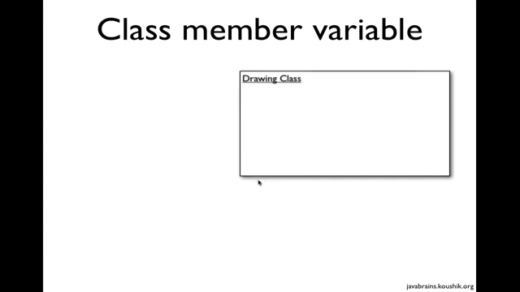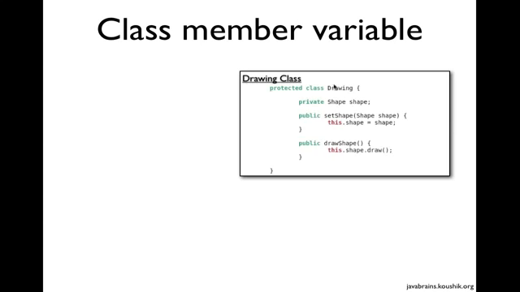What I'm going to do is have a drawing class. This drawing class will have a class member variable called shape. It's not going to be a member variable of type triangle. It's not going to be a member variable of type circle. It's going to be a member variable of type shape. Now assume that I have a code like this. I have a class drawing. I have a private shape object.